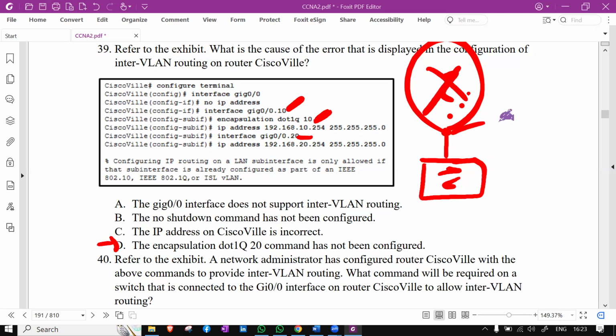Port iri, Gigabit Ethernet 0/0. Kuti ukwanise kuita inter-VLAN, it means you need to create two gateways here at this point. Regarding multiple gateways, you need to create multiple gateways depending on my VLANs ako mangani kuno.